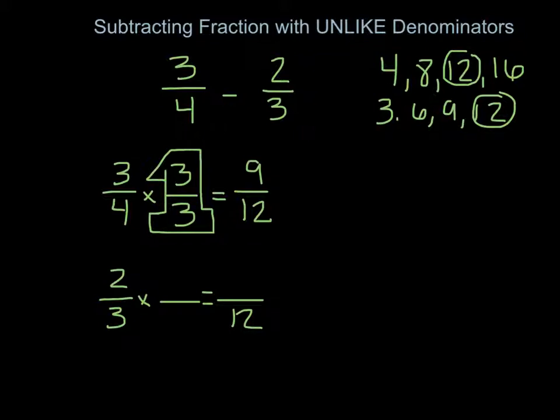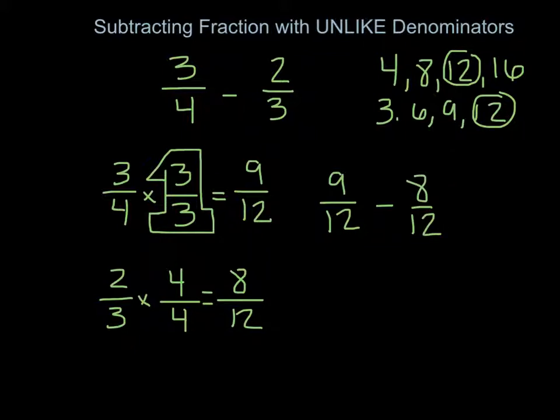Now I'm going to do the same thing for 2/3. So 2/3, I'm going to multiply 3 times something equals 12, which would be 4. Whatever I do on the bottom, I have to do on the top. So 2 times 4 is going to be 8. So now I have a whole new problem. My 3/4 is now going to be written as 9/12, and my 2/3 is going to be written as 8/12. So my new problem would be 9/12 minus 8/12.